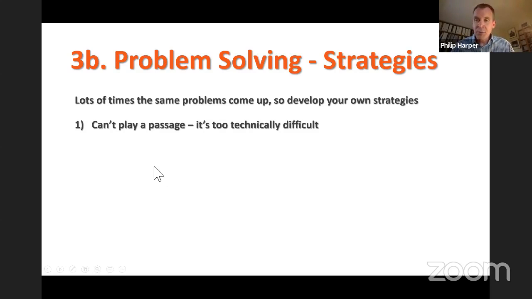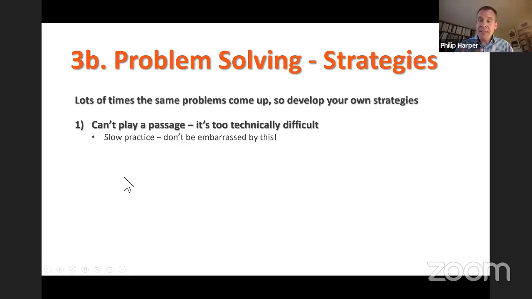So here's the first problem that might come up. The band can't play a passage because it's too technically difficult. Okay, so certainly in the contest arena, this is a situation that will come up very, very often, because contest pieces are designed to be difficult. So the strategy for this that I use is slow practice.